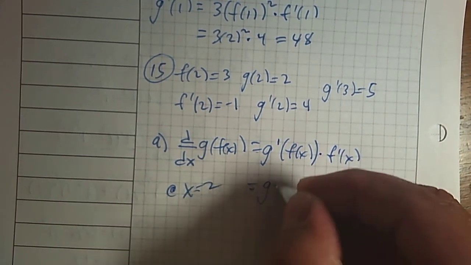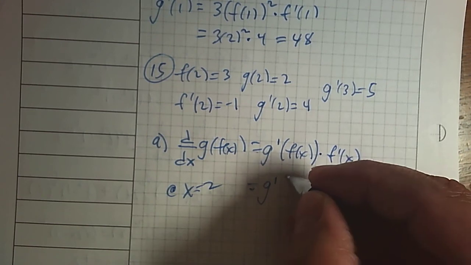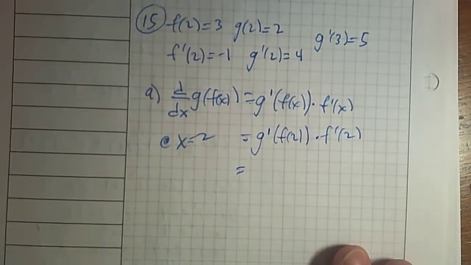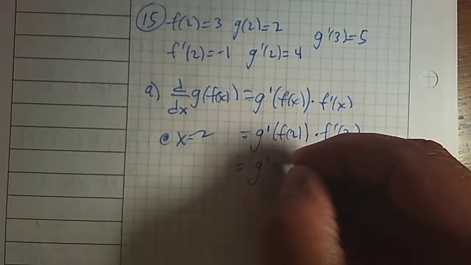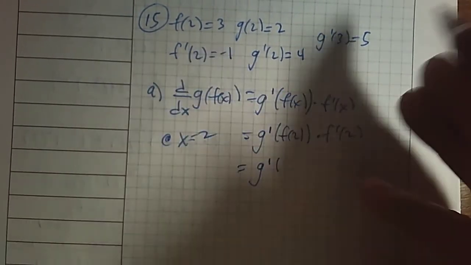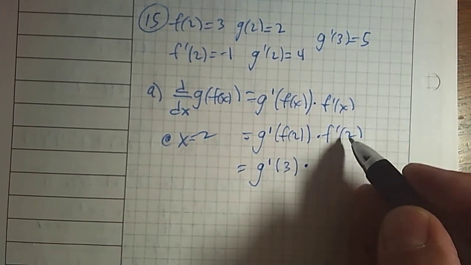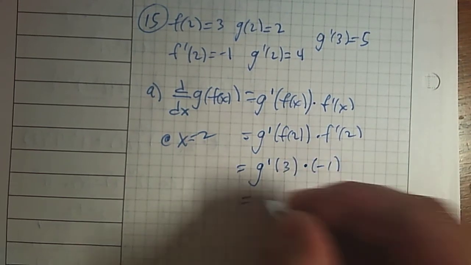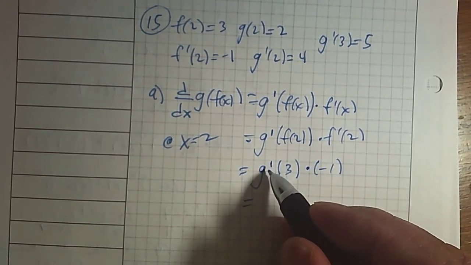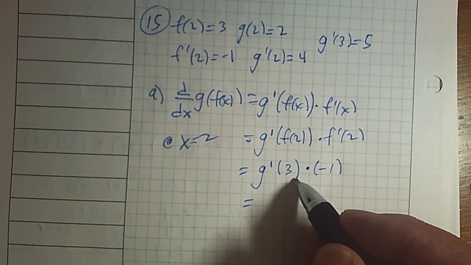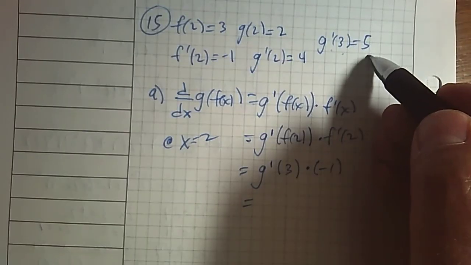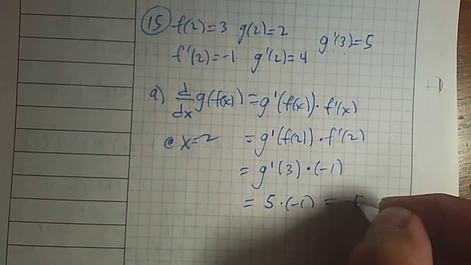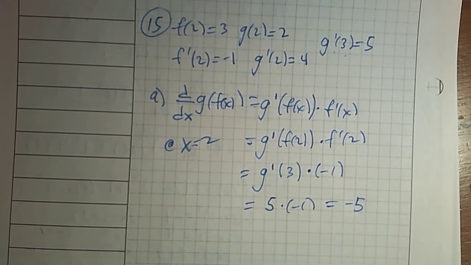So wherever there's an x, we're going to put in 2. And then we're just going to keep going from there. So we have the derivative. Now f at 2 is 3. The derivative at 2 for f is -1. And then one more time, the derivative of g at 3, right here, is 5. And that's it. And then you're done. So 5 times -1, and you get the answer -5.